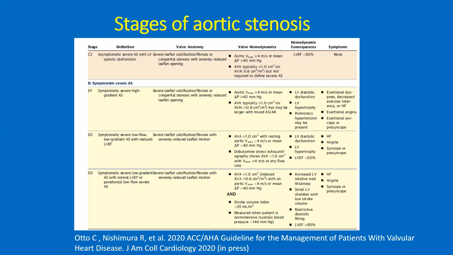The hemodynamic consequences show an increase in left ventricular relative wall thickness and a small left ventricular chamber due to left ventricular hypertrophy, restricted diastolic filling, and the ejection fraction is equal or more than 50%. There is also a stage D4, which didn't make it into the guidelines, which is a normal flow, low gradient, normal ejection fraction severe aortic stenosis, which manifests basically like moderate aortic stenosis.